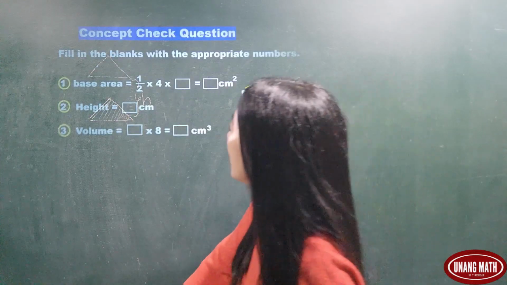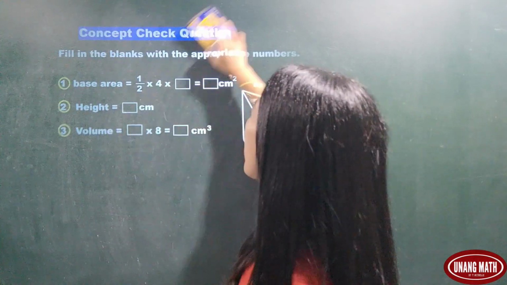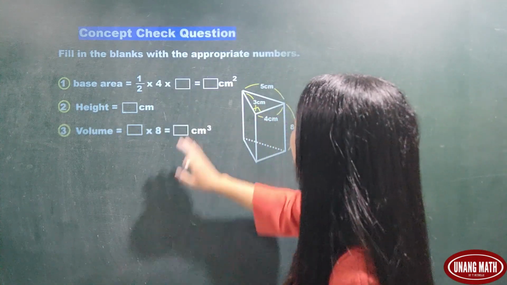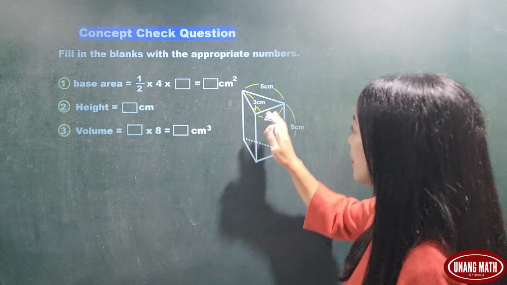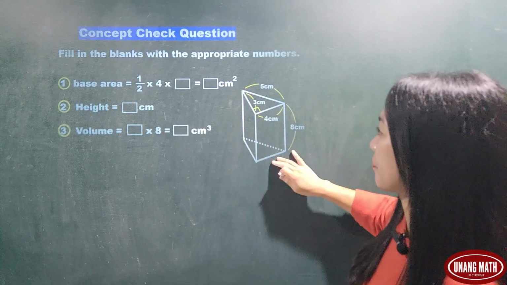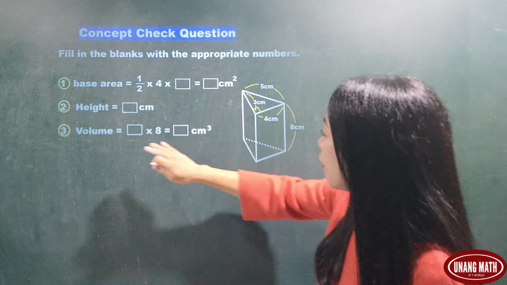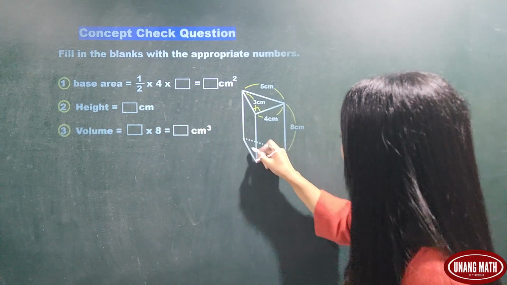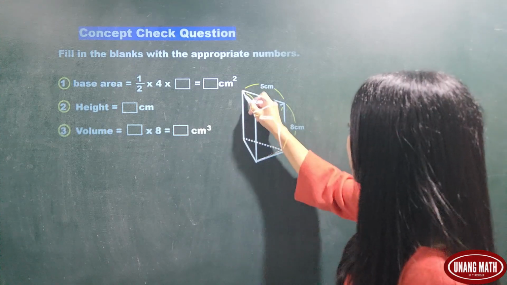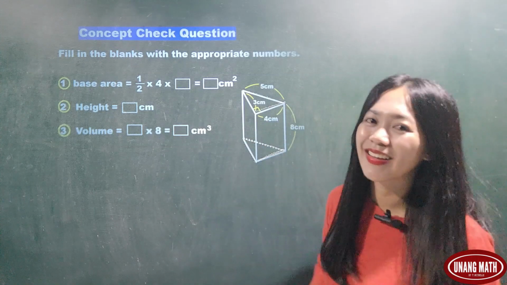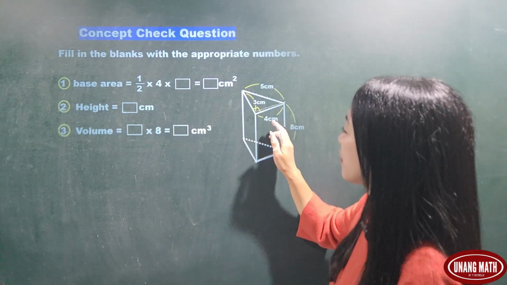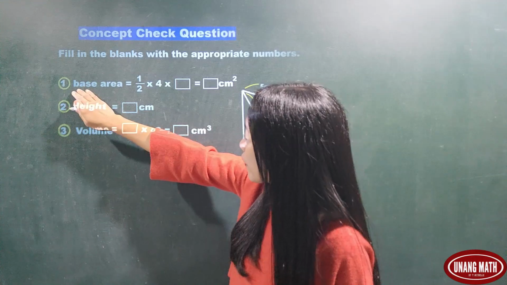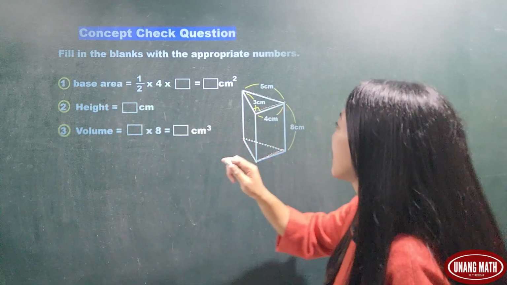Okay, this time, let's answer this concept check question. We're going to fill in the blanks with the appropriate numbers. So this is our prism. Okay, to find the volume of this prism, specifically a triangular prism, because the bases are triangles, we have to know first the area of the base.